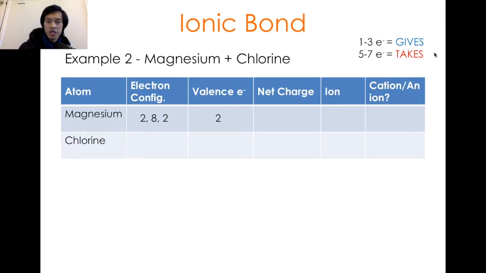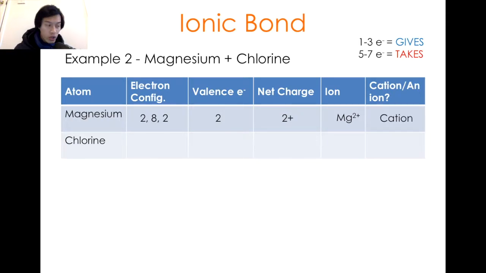So magnesium has 2 electrons, and because it has 2, it will give those 2 electrons away, which means its net charge will be 2 plus. Plus, because it has given away electrons, which are negative. So Mg gives 2 electrons away to form an overall net charge of 2 plus, and we write it as Mg 2 plus, or Mg plus 2. Because it is positive, it is a cation. Cats are positive, so it is a cat-ion.